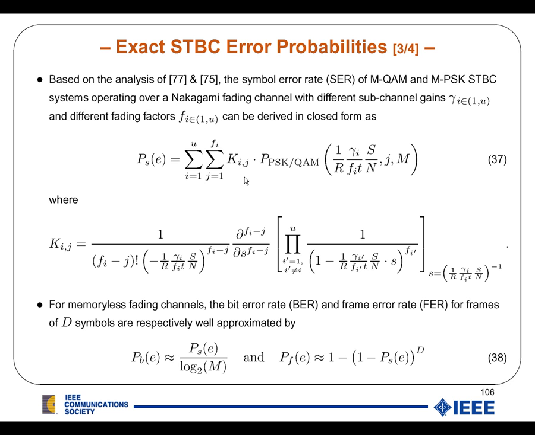That is multiplied by a coefficient K, which is expressed down here, which looks a little complicated but is fairly easy if you resolve it for a specific case. The sum here spans from 1 to the integer number of the Nakagami fading factor, and that sum here spans over all possible subchannels.